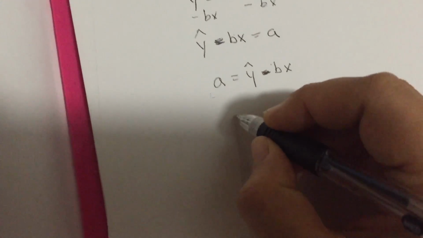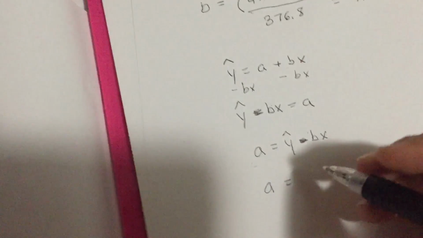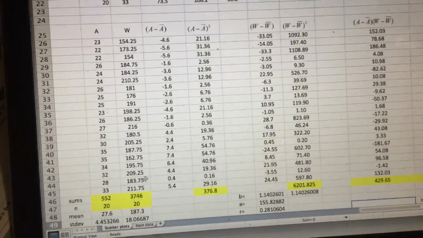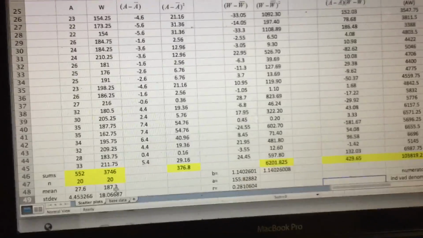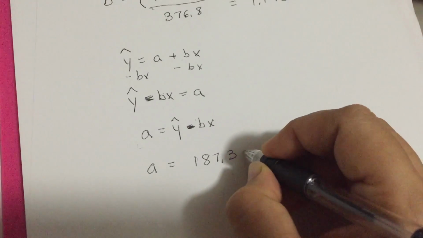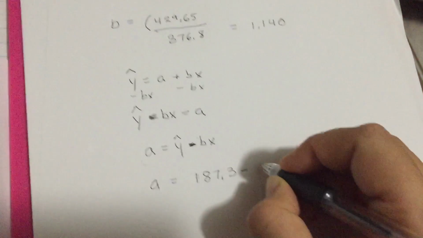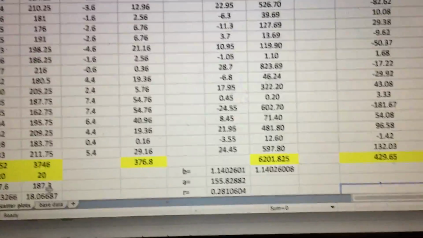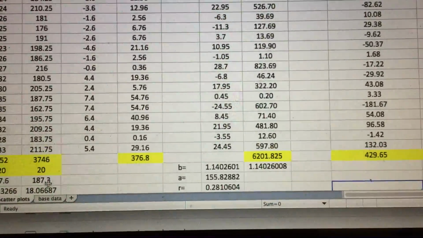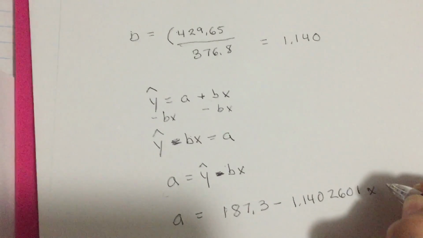So again, written out, we would say a equals, what is the y mean? The y mean, again, in our case, the y is the dependent variable. The dependent variable is for the weight. And the mean for the weight is 187.3. So we got 187.3 minus, what is the b? Well, we just figured out what the b was, right? 1.140261, and then times x.